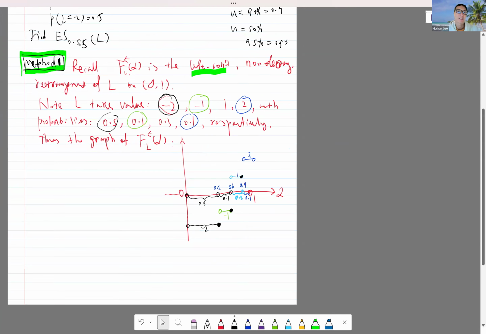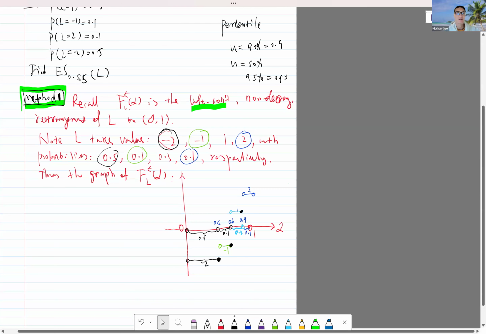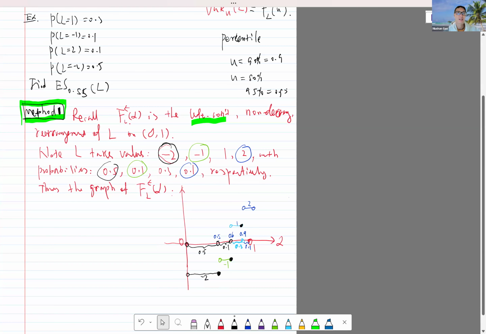F left arrow really distributes its values like your original random variable L. L takes 4 values, -2, -1, 1, and 2. So your value at risk also has 4 values, -2, -1, 1, 2. L takes the value -2 with probability 0.5, so over an interval of length 0.5 you have the value -2. So it's a rearrangement.